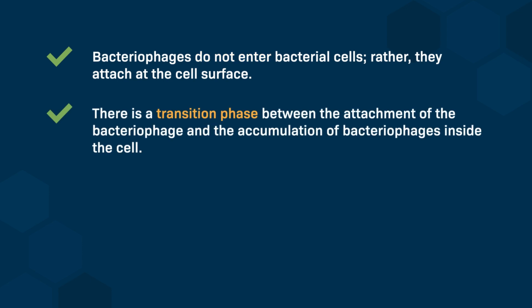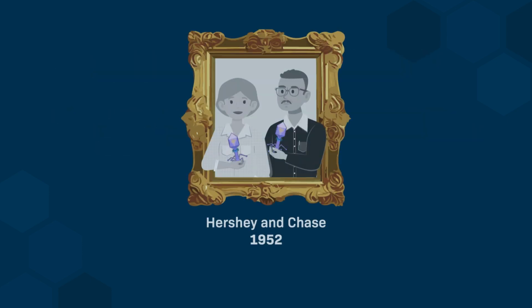The second observation is the existence of a transition phase between the bacteriophage and the production of new bacteriophages in the cell. This remained a mystery for years until it was solved by scientists Hershey and Chase in 1952. They used an experimental approach that was relatively new to science at the time, where both DNA and proteins are metabolically labeled. This approach allowed them to observe where the labeled biomolecules were distributed during bacteriophage infection.